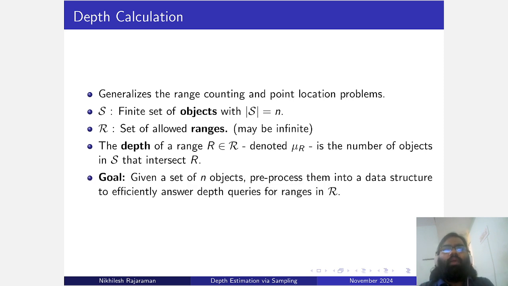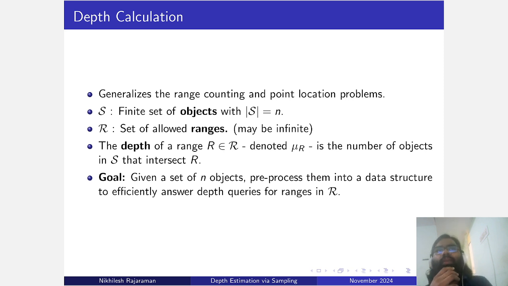And finally, the goal of this depth calculation problem is very similar in spirit to the previous two problems we saw. That is, given a set of n objects, the goal is to efficiently answer depth calculation queries for any range in this calligraphic R. And so what we want to do is somehow pre-process these objects into a data structure that helps us to efficiently answer these queries. So, just to convince ourselves that this framework makes sense, let's try to think about what depth means in the context of our two earlier examples.